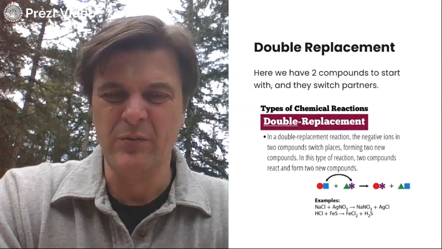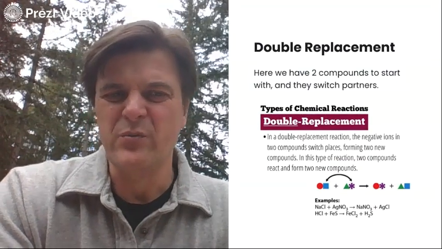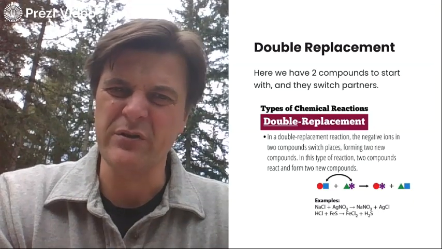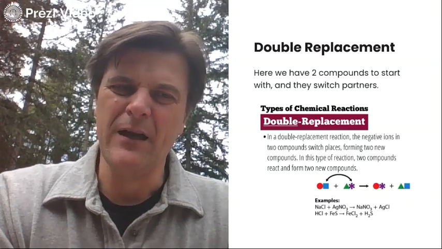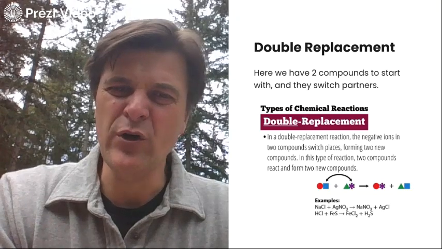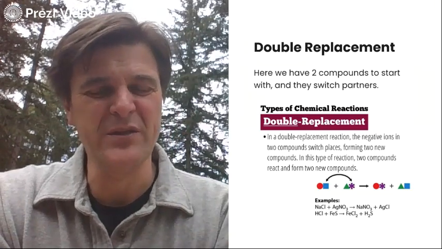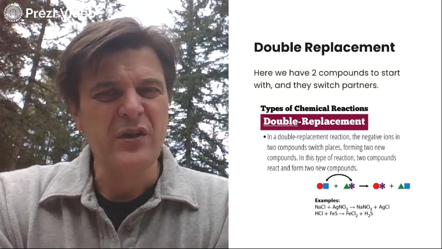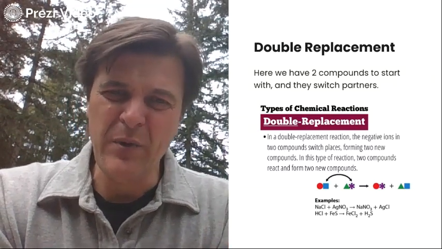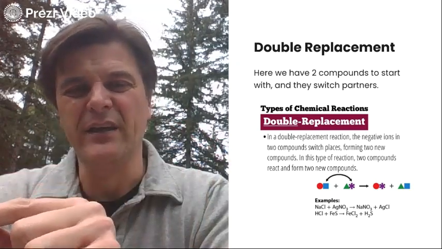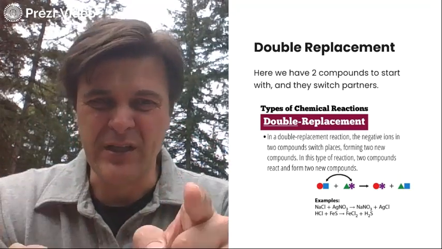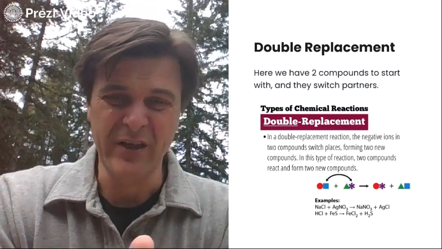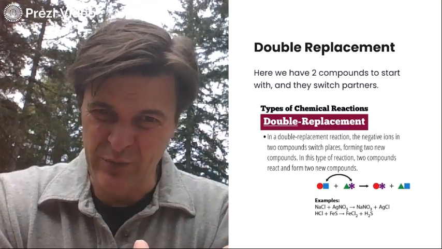In a double replacement, it's when you have two compounds and the elements switch partners. So this is how you recognize a double replacement: you're starting with two compounds. So if you start with two compounds, the metal of one compound takes the place of the metal in the other compound. So it's like a switch. The double replacement reaction is like when two elements switch places.